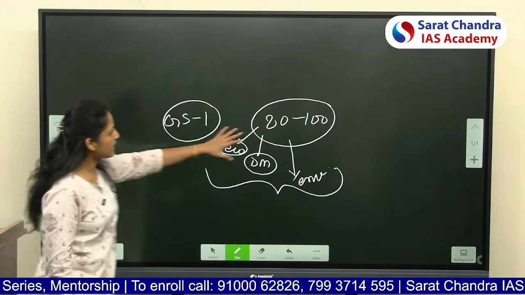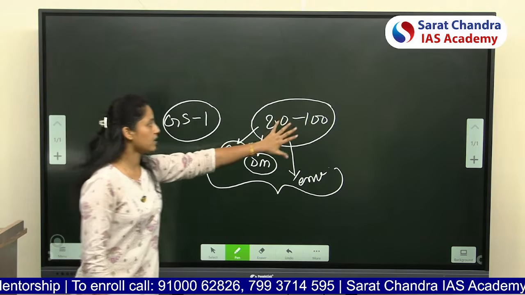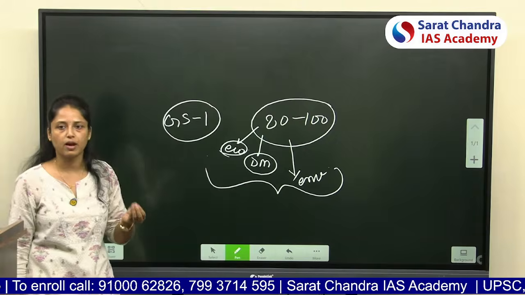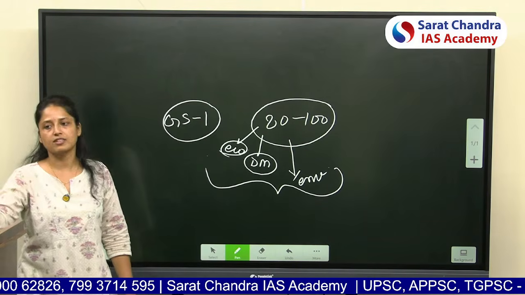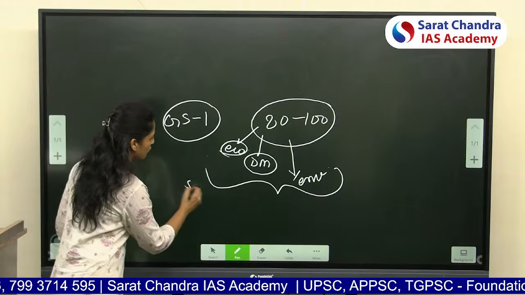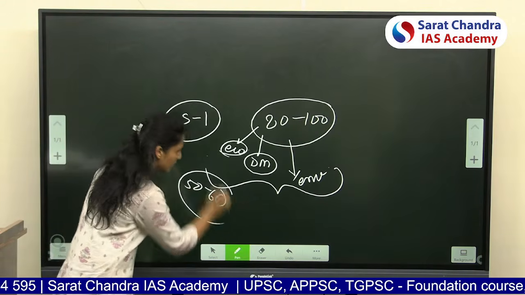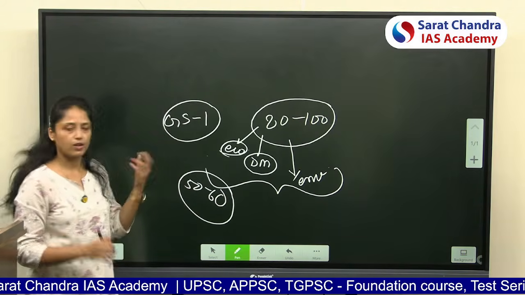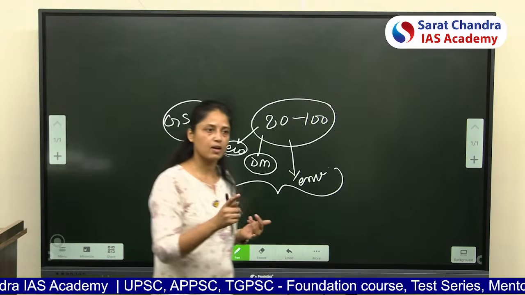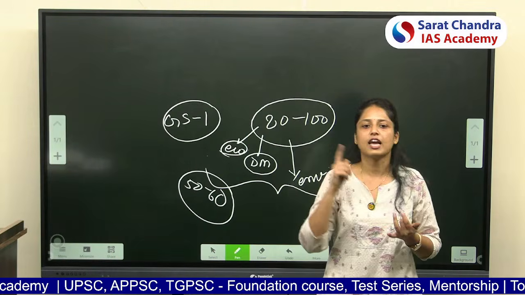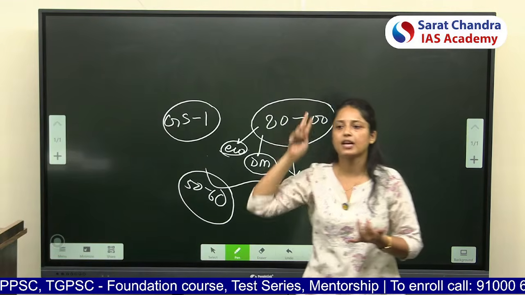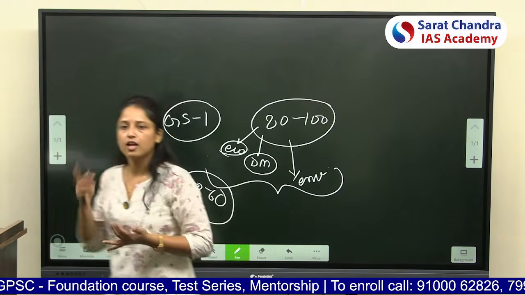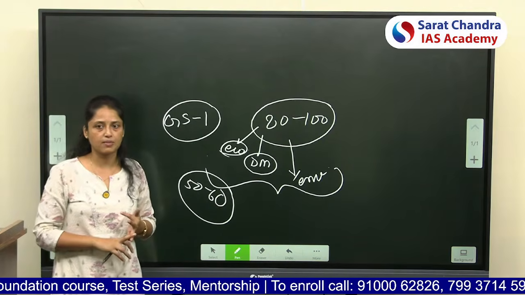So explicitly I am saying that in GS paper 1, about 80 to 100 marks geography will play an important part, but indirectly, if you ask me, around 50 or 60 marks extra can be added. How? Because if you are reading geography, you must have the idea about the environment also. You must have the idea about if any cyclone or tornado or twister is happening, how we will mitigate all those things.